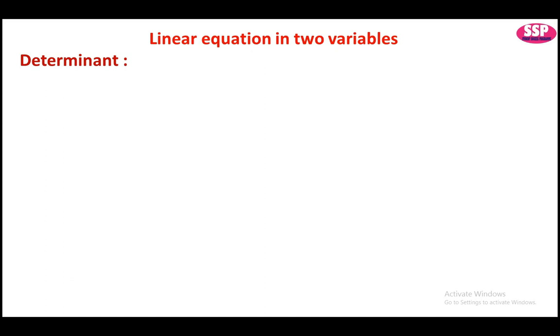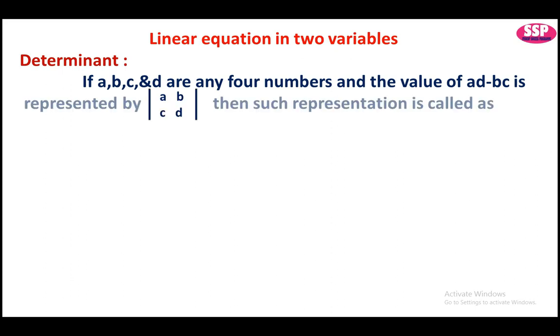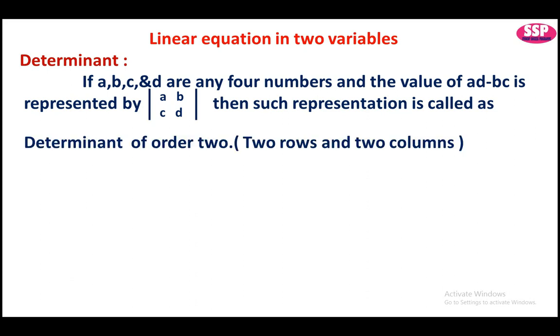If a, b, c and d are any four numbers and the value of ad minus bc is represented by a set of two rows and two columns in between two vertical lines, then such representation is called a determinant of order 2, because it contains two rows and two columns.